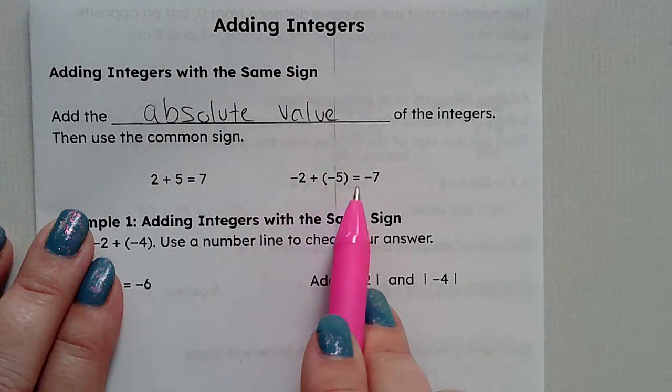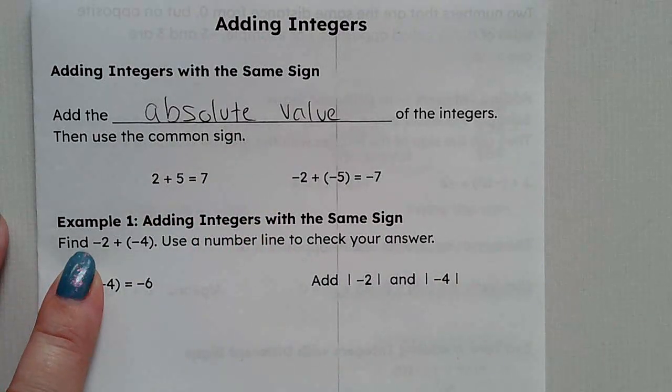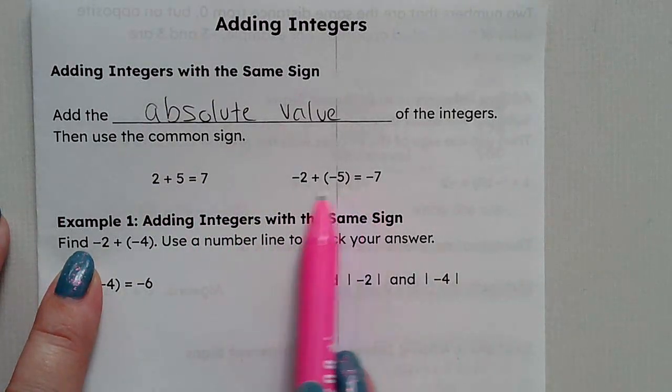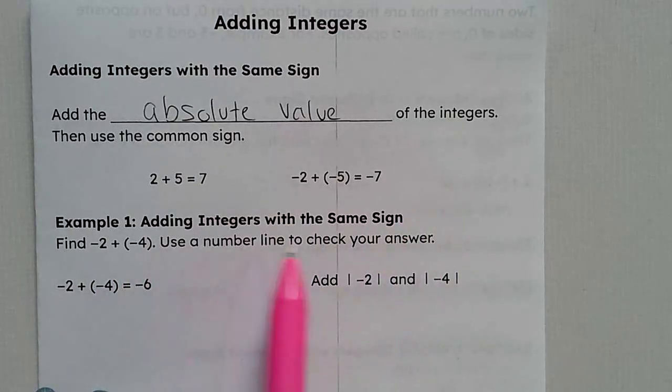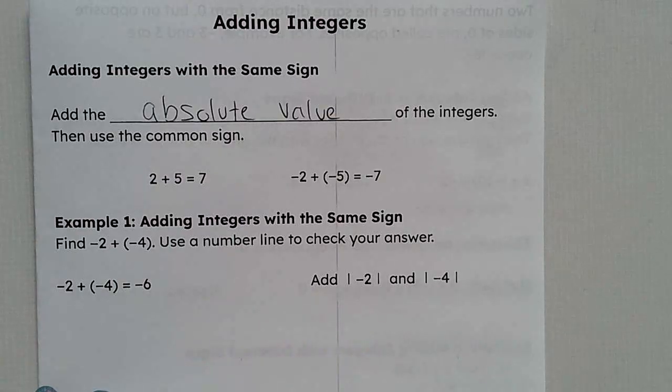-2 plus -5 is -7. It's basically just the exact same thing as adding. You're just using whichever sign they both have. So, example, I've got -2 plus -4, and we can use a number line to check our answer.